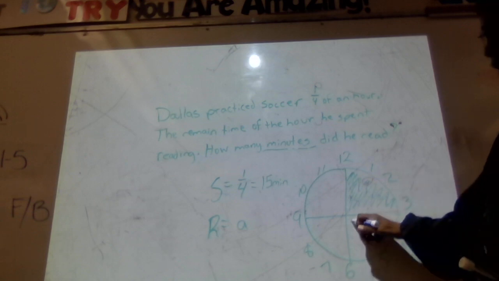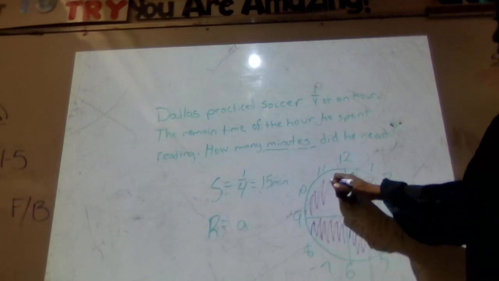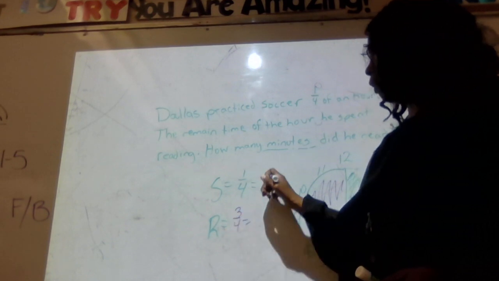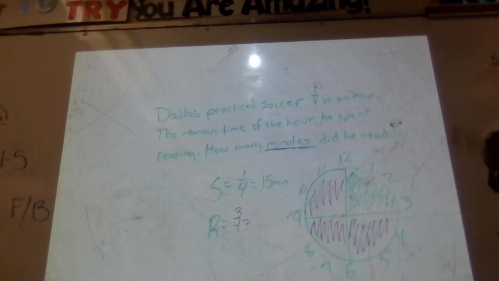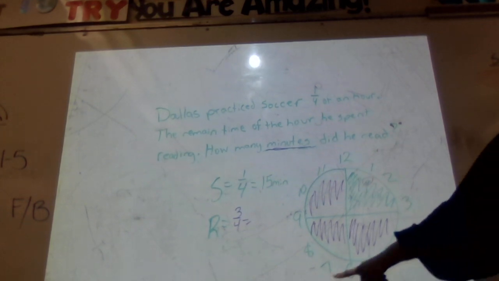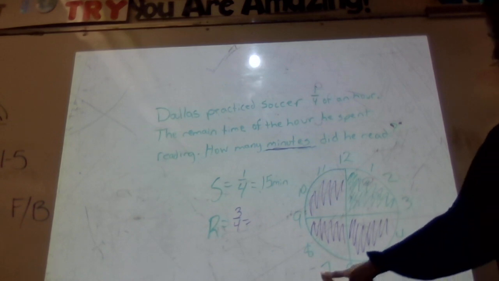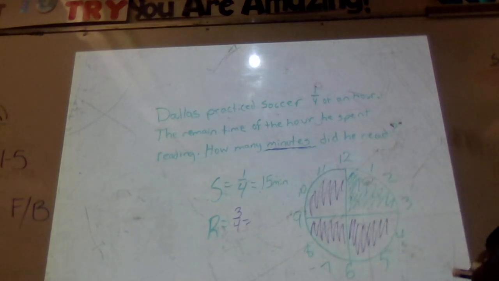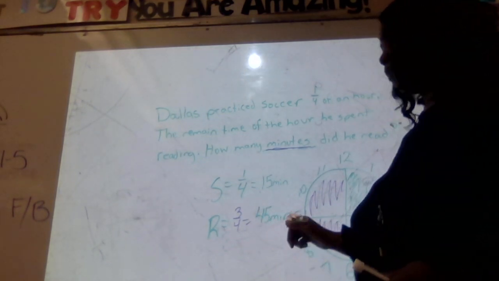So that means he spent 1/4, 2/4, 3/4 of his time reading. So let me write the fraction, 3/4, knowing that we still have to convert it into minutes. We're going to start here, and we're going to go all the way to the 12 to account for this 3/4 of time. So this is 5, 10, 15, 20, 25, 30, 35, 40, 45. So that's 45 minutes that Dallas spent reading.